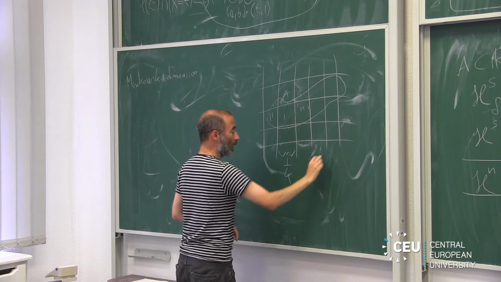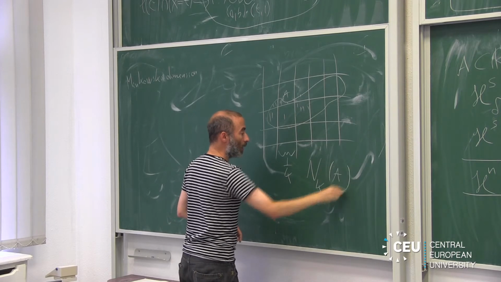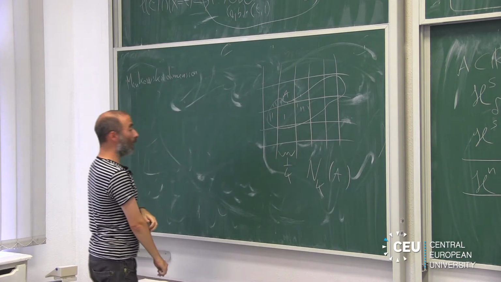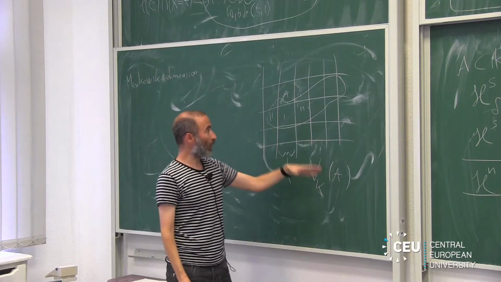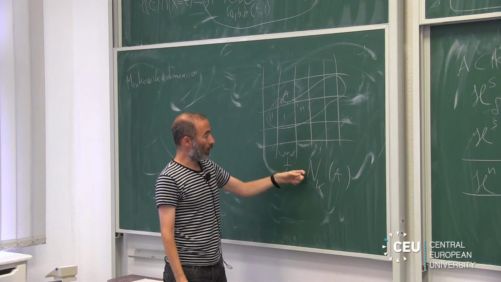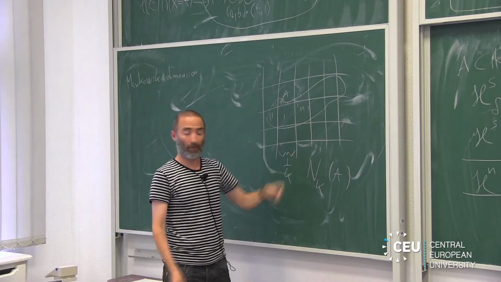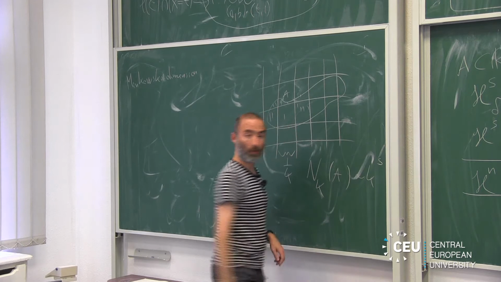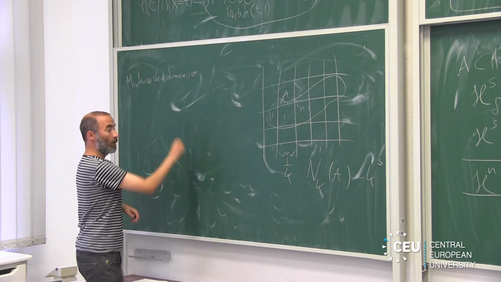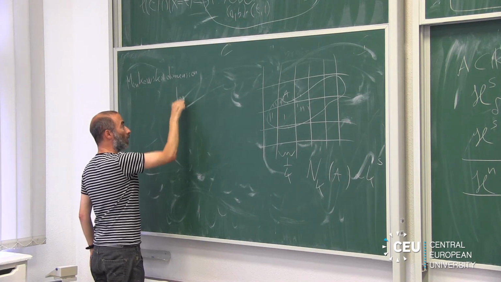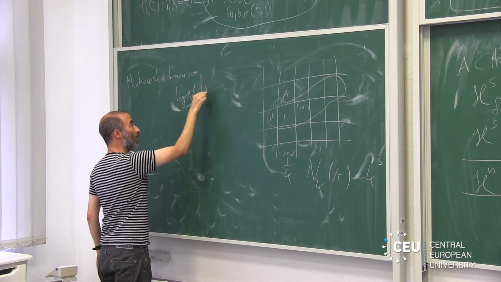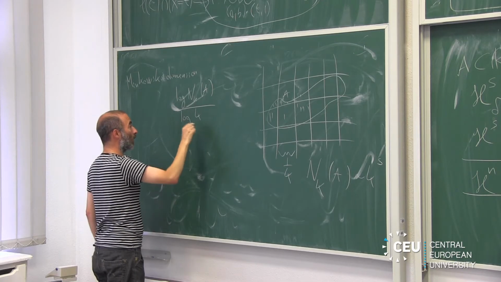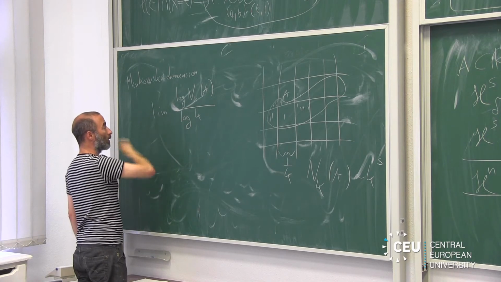So let N_k(A) be the number of squares that hit A. What we expect is that if a set is s-dimensional, then the number of squares will be roughly k to the s. This is why we take the logarithm of N_k(A) and divide it by the logarithm of k, and we take the limit.